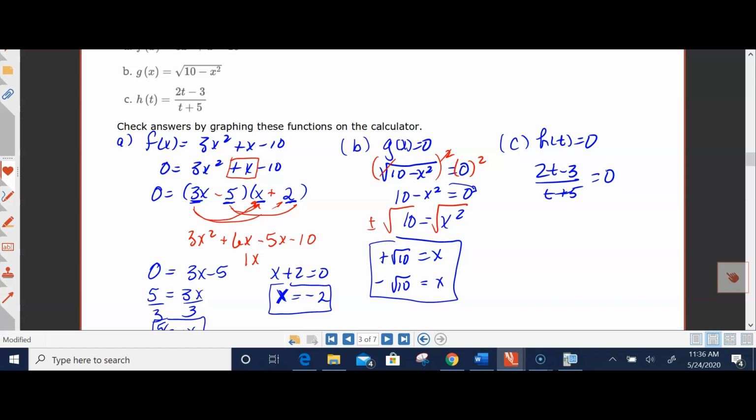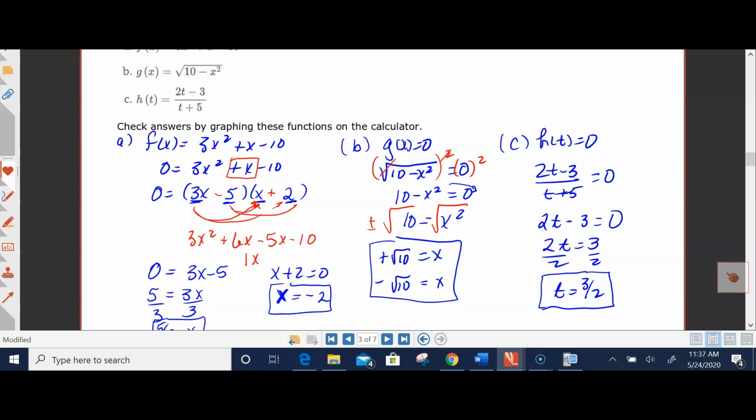And just a quick note, whenever you have a fraction, the only way a fraction is going to be equal to 0 is if the numerator is equal to 0. We can't ever have a denominator equal 0, so the only time a fraction can be equal to 0 is if the numerator is equal to 0. So I'll take the 2t minus 3, set it equal to 0, and solve it for t. So I take the 3 over, divide by 2, and the 0 for this function is one value of 3/2.